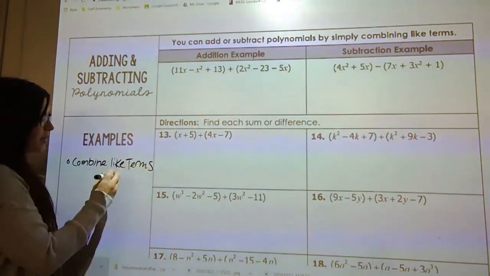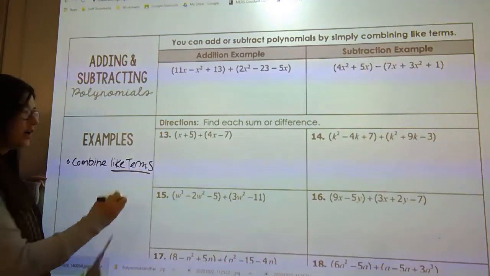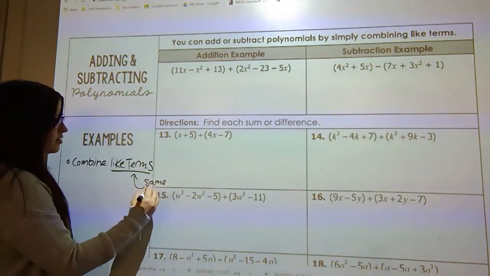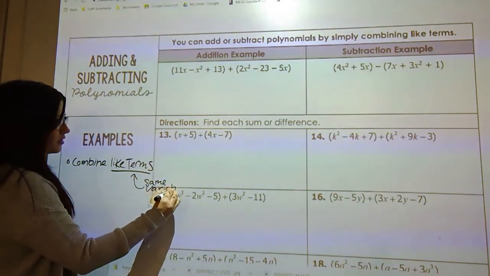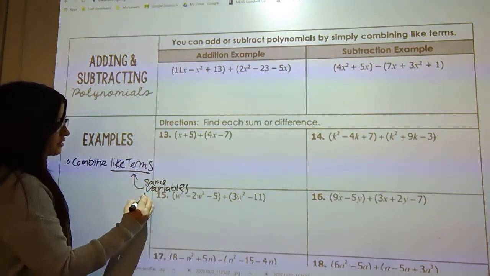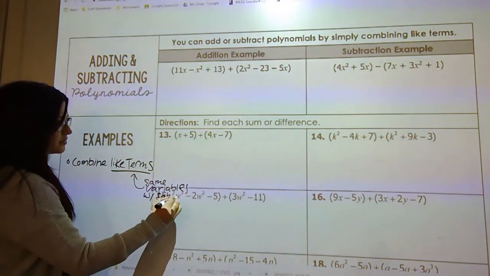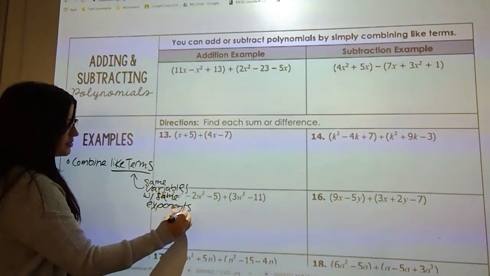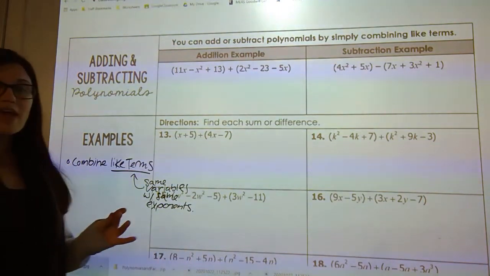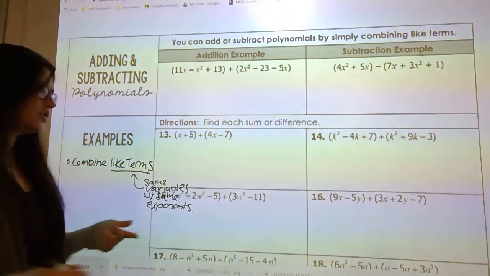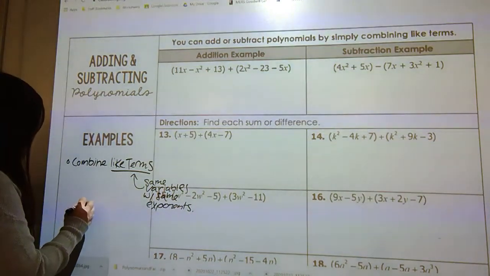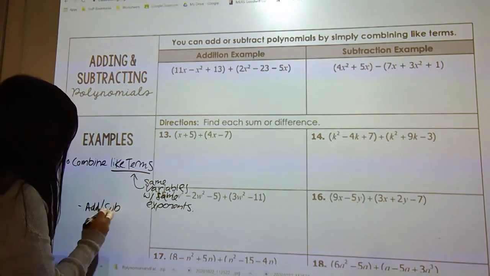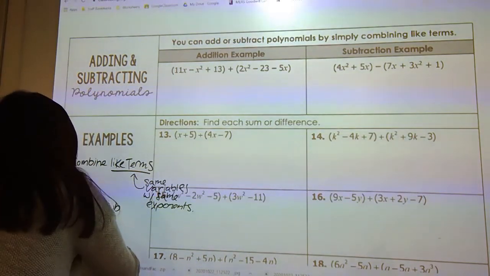Hopefully we all remember what like terms are. Like terms have the same variables with the same exponents. So when you combine like terms, how do you actually do that? Well, you're going to add or subtract coefficients.